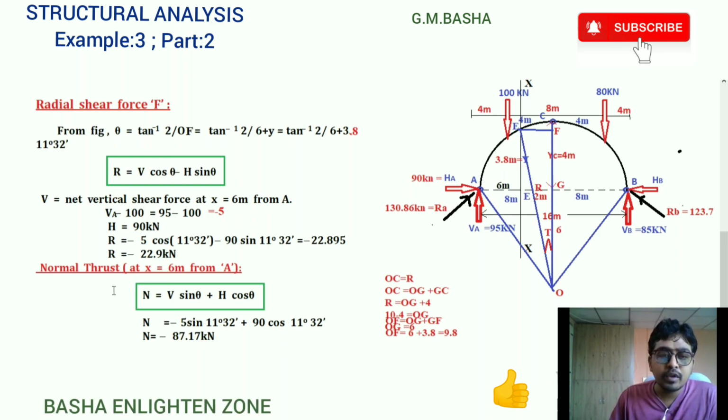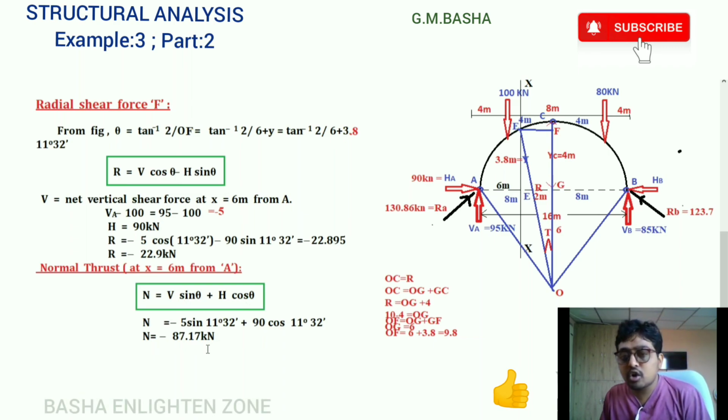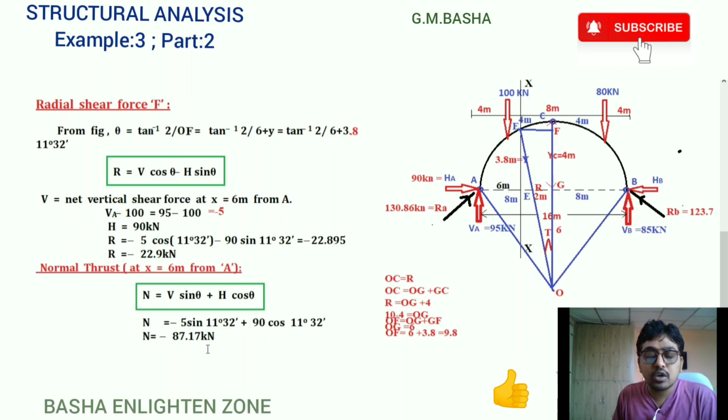Friends, at the same time, go for the normal thrust. The values of V, theta, H will be the same. There will be only changes in the formulas, that is V cos theta minus H sin theta, and V sin theta plus H cos theta. Substitute the obtained values in this formula and you will get the normal thrust equal to minus 87.17 kilonewtons. Friends, this is the concept based on circular arches.